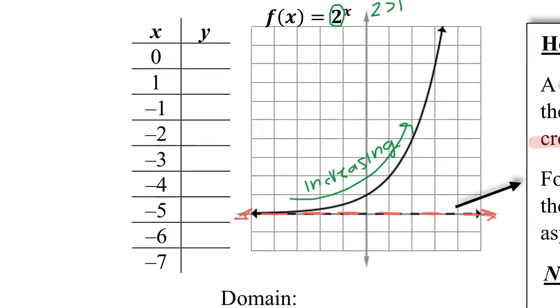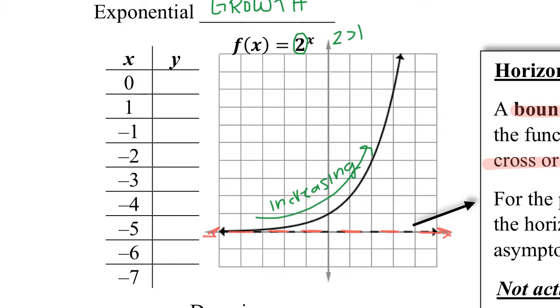Now, why is it at y equals 0? Let's talk about that for a minute. I'm going to use this table to show you why. I'm going to substitute x's into 2 to the x and get the y value that results. If I substitute a 1, 2 to the first is 2. If I substitute a 0, 2 to the 0 is 1. 2 to the negative 1 is actually 0.5. 2 to the negative 2 is 0.25. 2 to the negative 3 is 0.125.